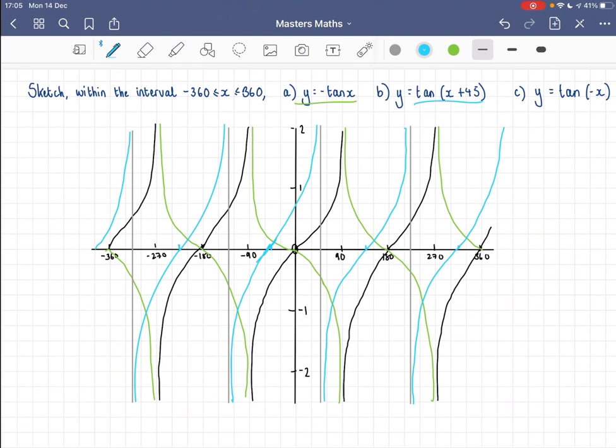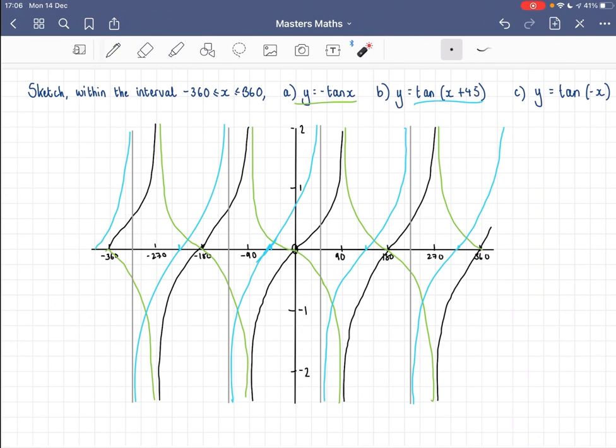The last one is another reflection, but this time it is in the x direction. Now the funny thing with a tan graph is if you do a reflection in the y-axis, it actually ends up looking the same as if you do a reflection on the x-axis. Is that right? Yeah.